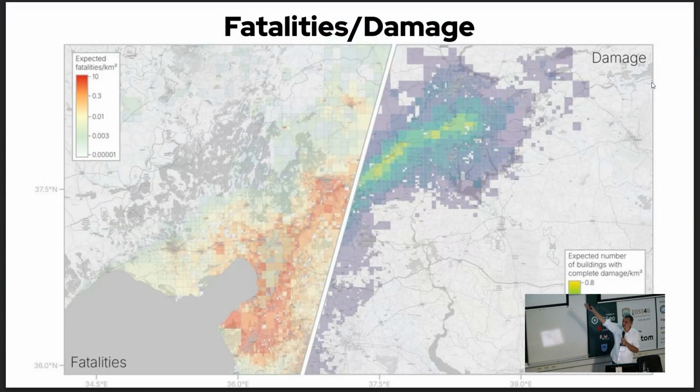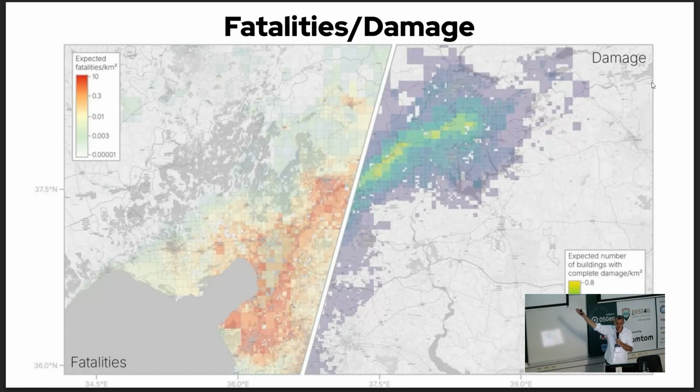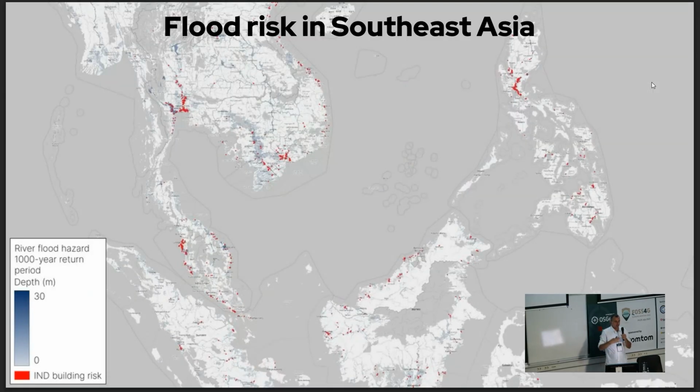Here's an example for the Turkey earthquake. On the left-hand side, you see the western part that was hit by the Turkey earthquake, and you see the distribution of fatalities per square kilometer. On the right-hand side, we compute the building damage. So for complete damage, the expected number per square kilometer of completely damaged buildings during that earthquake. We can also do other scenarios and analysis.